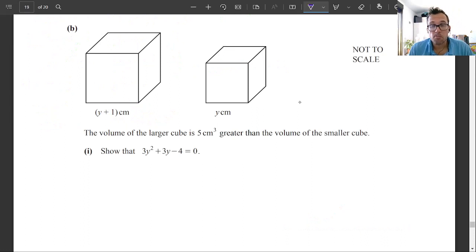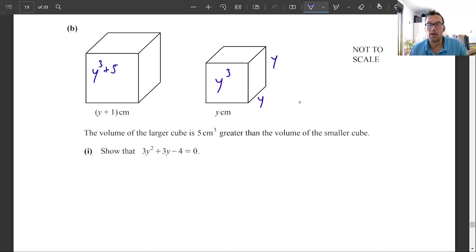Question 9b, part 1. It is very similar to question 9a. Again, it said the volume of the larger cube is 5 centimeters cubed greater than the volume of the smaller cube. So what's the volume of the smaller cube? Well, of course, it will be length times width times height. Cube is y times y times y. That is y cubed. So the volume of the larger cube is 5 more, so it's y cubed plus 5.